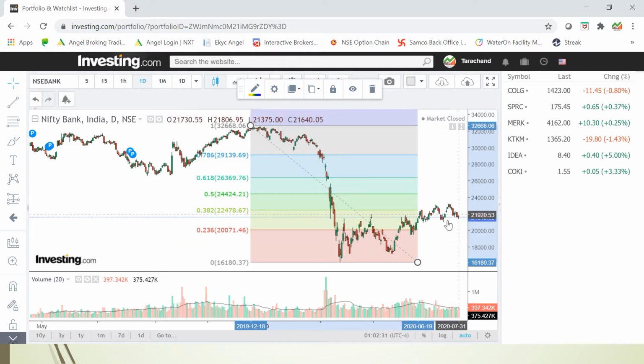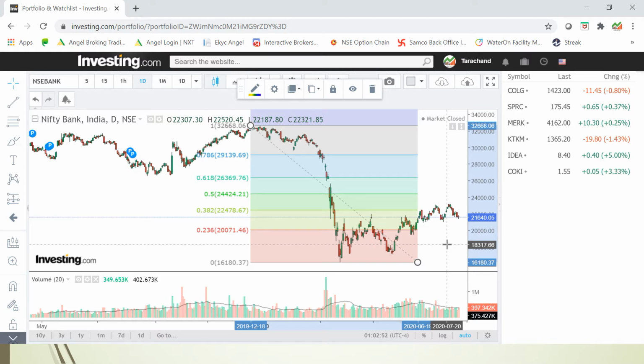And if, let's say, you get a breakout from here, you should expect that breakout to continue till 61.8% at the minimum, and face resistance there, so you could book profit at that level. Okay, so that's how you could draw the basic Fibonacci retracement levels.